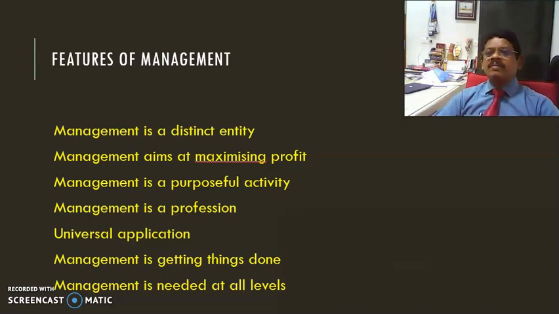Then management is a distinct entity. It is something very unique, and it has its own value addition for the organizations. And management aims at maximizing profit. It is related to creation of wealth, right? As I was describing earlier, it is about input and output and enhancing value in the process, so that the output value is more than the input. You can see the maximization of profit and surplus happens because of efficiently and effectively handling the resources in the organizations.